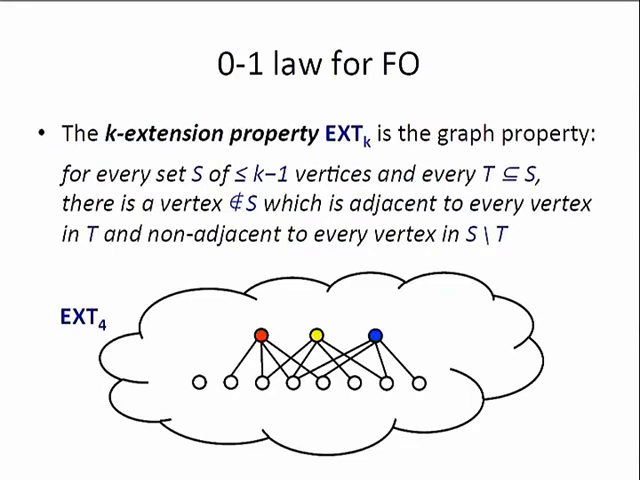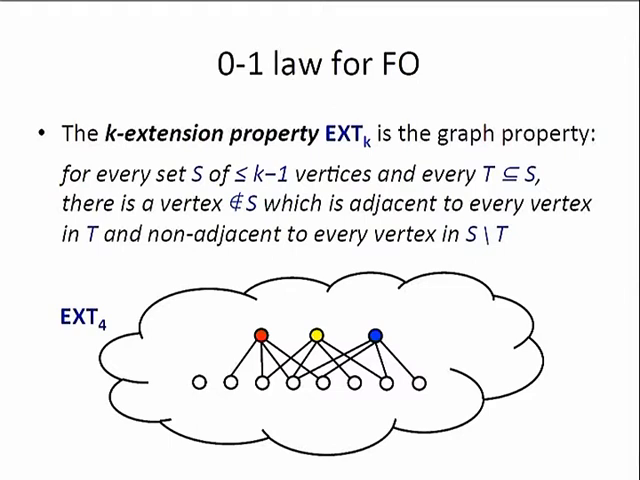So the proof of this 0-1 law uses the following graph property known as k-extendability, or the k-extension property, which I'll denote by x sub k. This property says that for every set S of at most k minus 1 vertices, and every subset T of S, we can find some vertex in the graph outside of S, which is adjacent to everything in T, and non-adjacent to everything in S minus T.